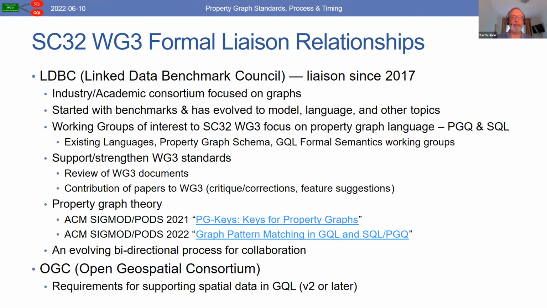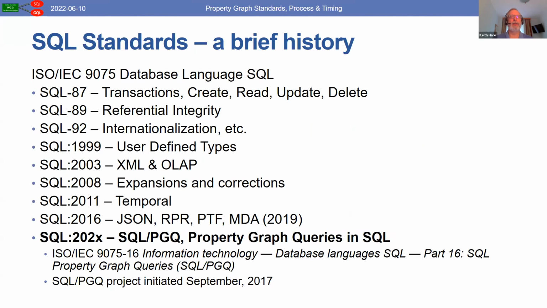We also have a relationship with OGC. That hasn't been particularly active in the last year. I see that as becoming more important in future versions as we look at adding support for spatial to GQL. Version 2 or later, probably later, because there's still a lot of work to be done.